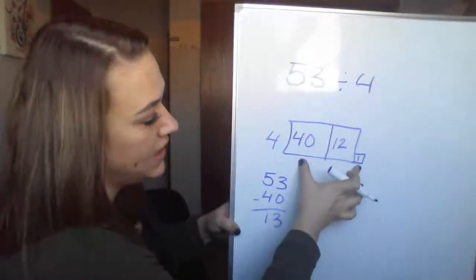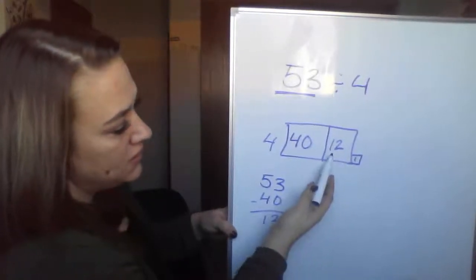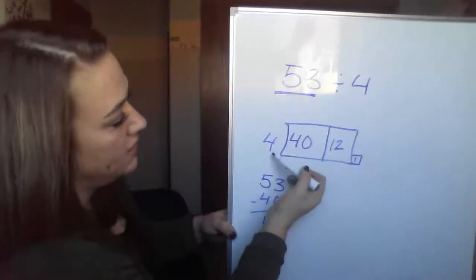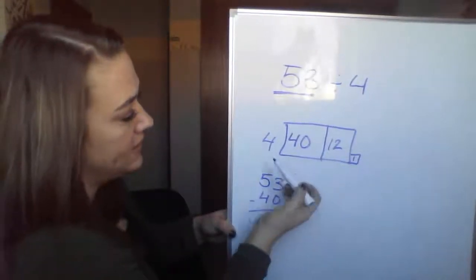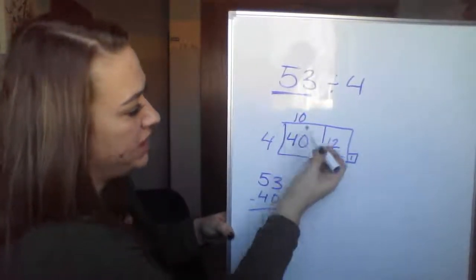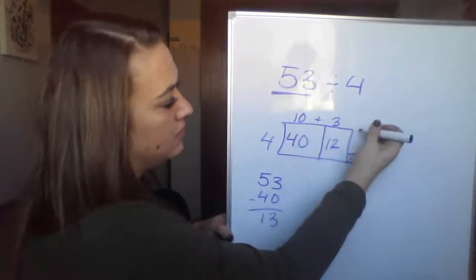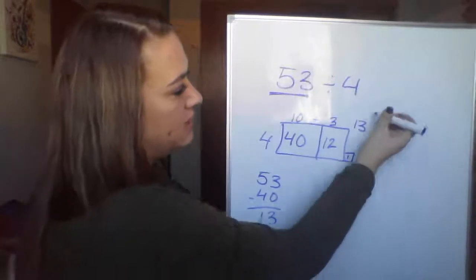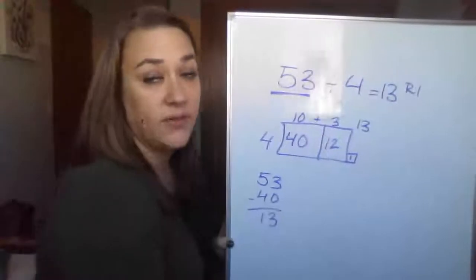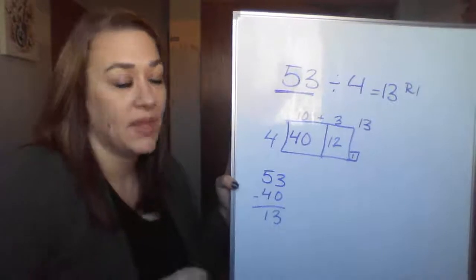So when I add all these together, it needs to equal my dividend. So 40 plus 12, 52, plus 1 more gives me 53. So now I can divide to find my missing links here. So 4 times 10 is 40. 4 times 3 is 12. So 10 plus 3 gives me 13, plus that remainder. So 13, remainder 1 is our final quotient. Quotient, answer to a division problem. Okay.